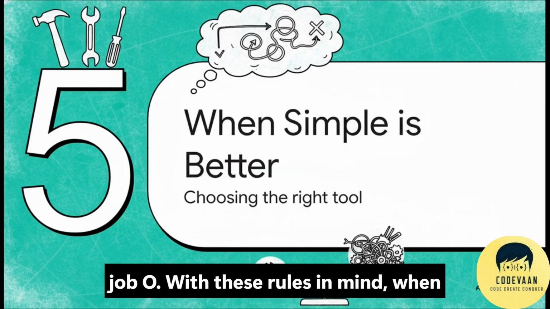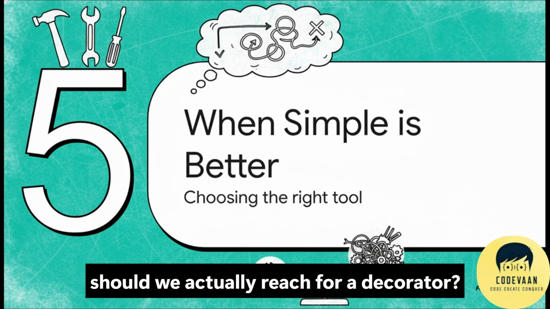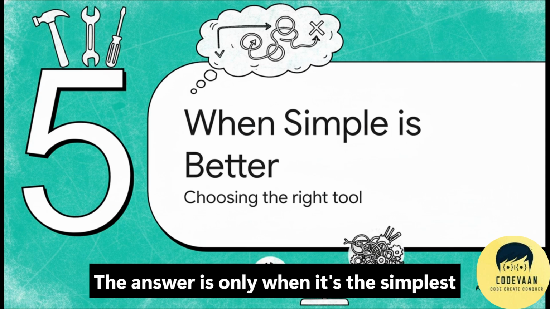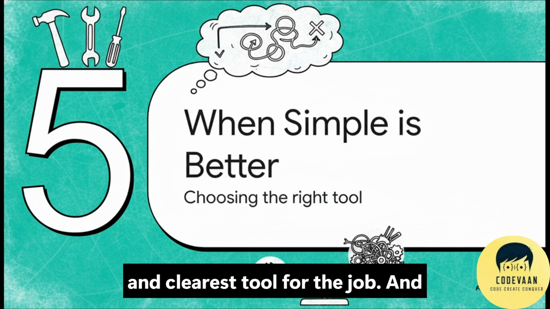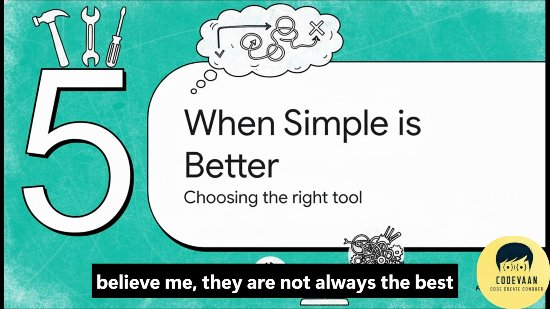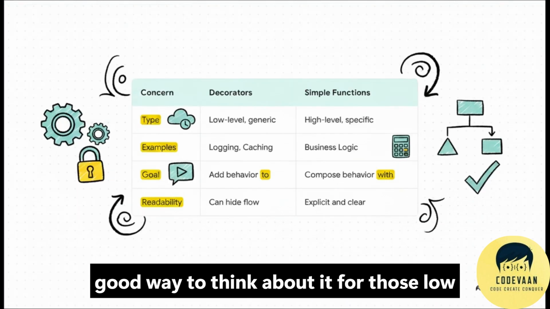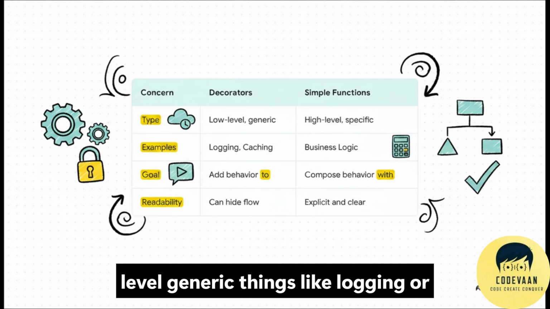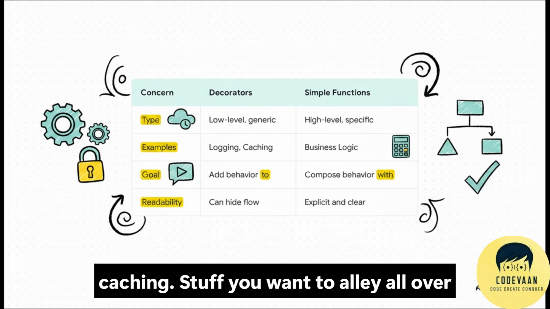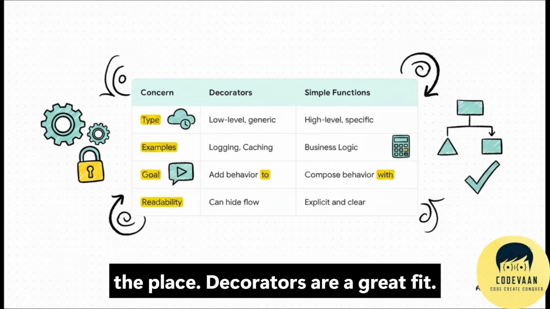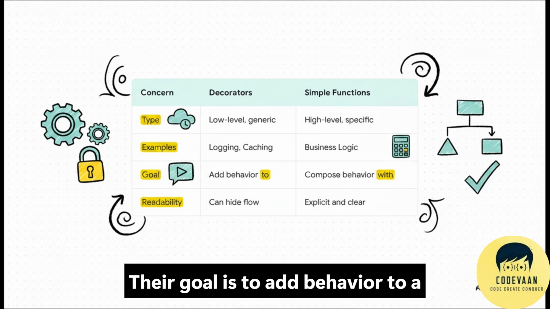So with these rules in mind, when should we actually reach for a decorator? The answer is only when it's the simplest and clearest tool for the job. And believe me, they are not always the best solution. This table gives us a really good way to think about it. For those low-level generic things like logging or caching, stuff you want to apply all over the place, decorators are a great fit. Their goal is to add behavior to a function.